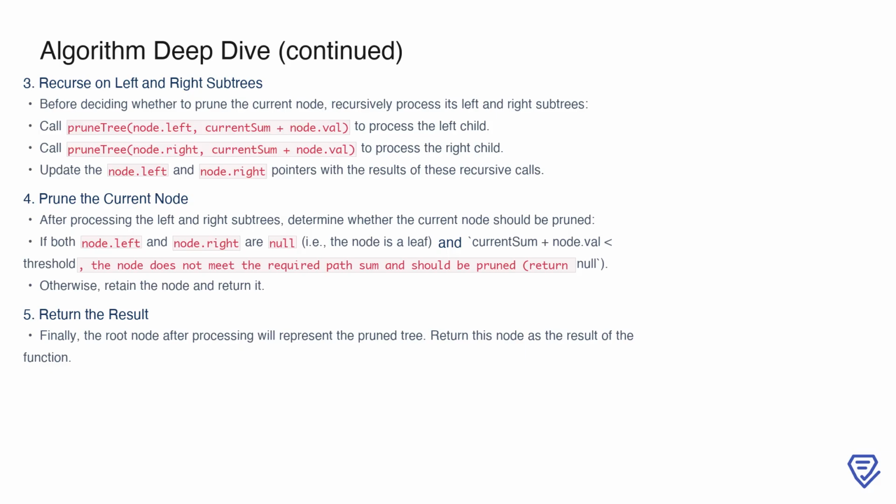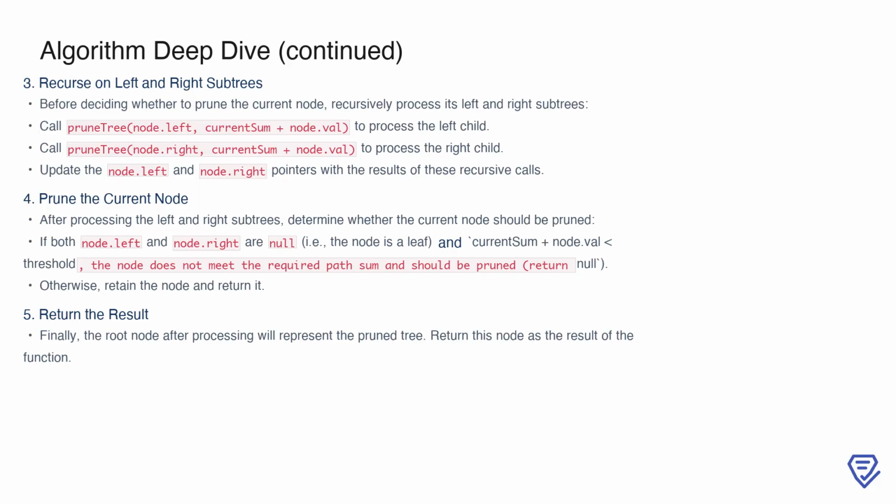Now, to process the tree, we begin by recursively traversing the left and right subtrees. For the left child, we call pruneTree(node.left, currentSum + node.val), and for the right child, we use pruneTree(node.right, currentSum + node.val). These recursive calls allow us to explore both subtrees while updating the cumulative sum along the current path.